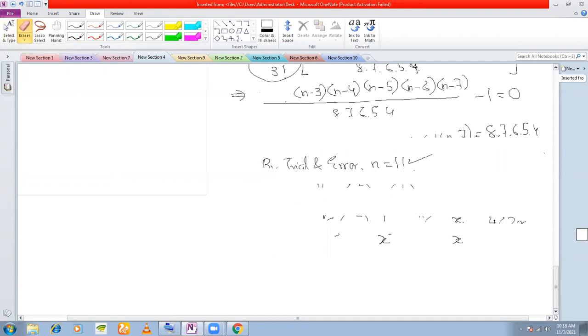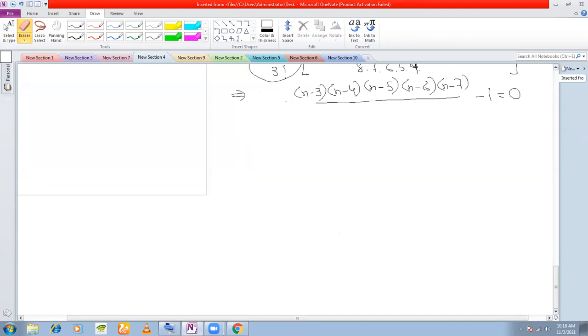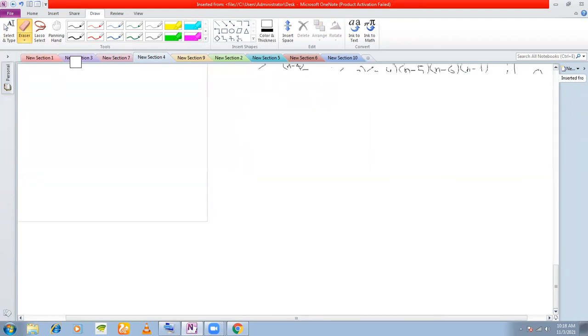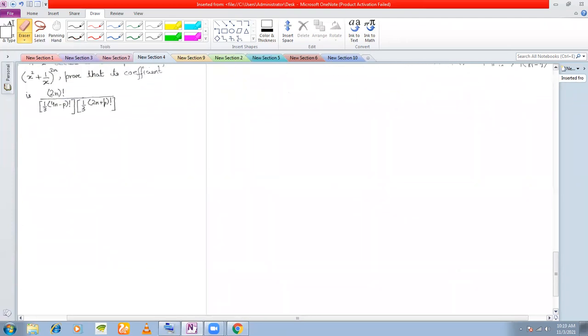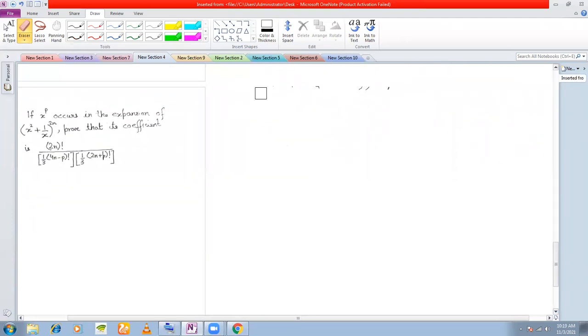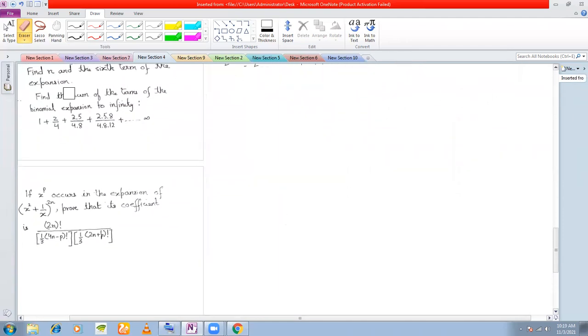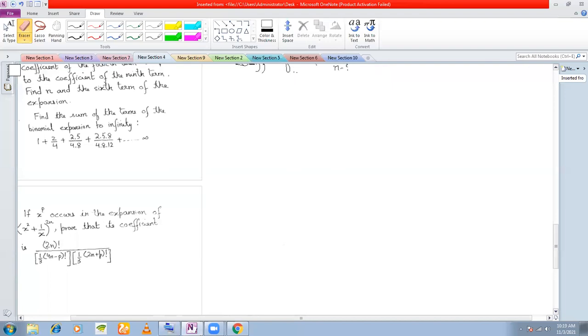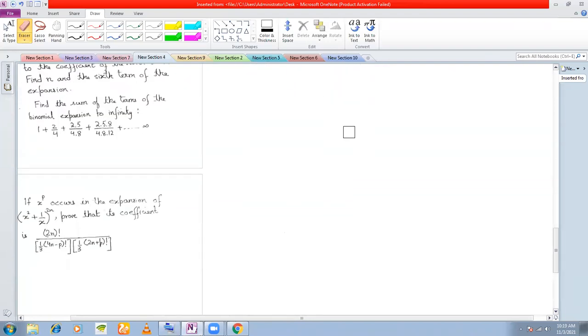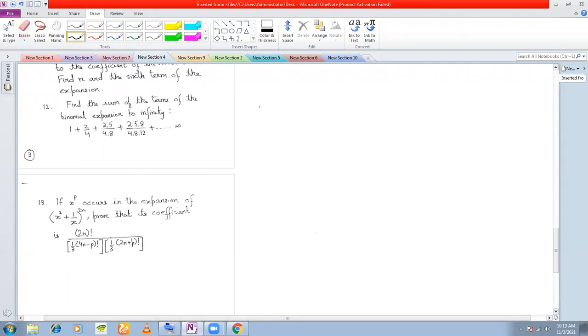We move on to the next type of sum, which is a little different kind, where you are adding up a series, an infinite series you are adding up with the help of binomial theorem. Actually, you are approximating the sum. Okay, you're not finding an exact sum. You are approximating the series to a binomial expansion. Okay, number 12. Question is find the sum of the terms of the binomial expansion to infinity.